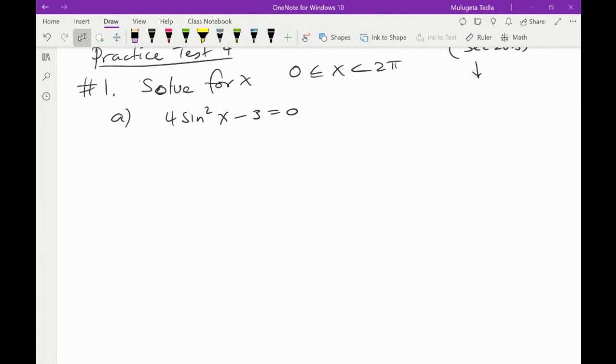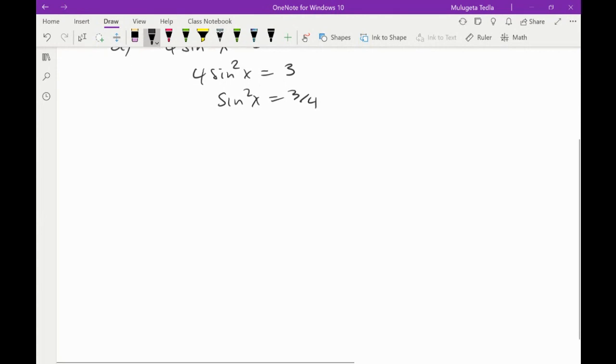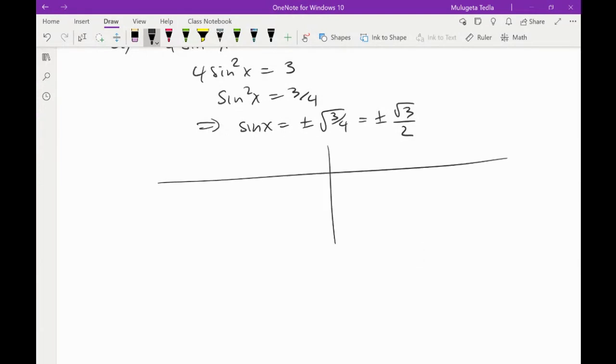So in doing this, we just solve like any equation. So 4 sine squared of x equals 3. When we're solving, we try to isolate x. So sine squared of x equals 3/4. Obviously this is a square term, so sine x equals plus or minus root of 3/4, which is the same as plus or minus root 3/2. So I have two equations. One of them is sine x equals root 3/2 positive. The other is sine of x equals minus root 3/2.